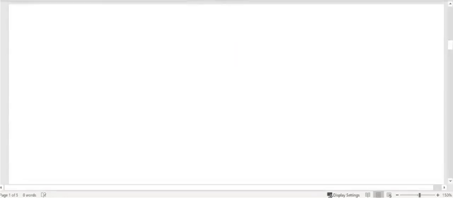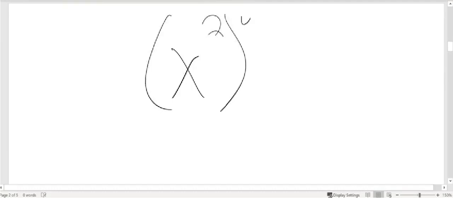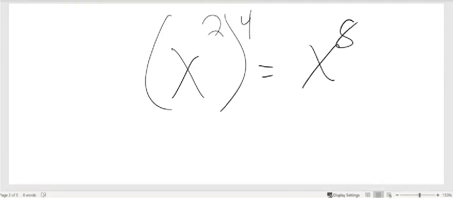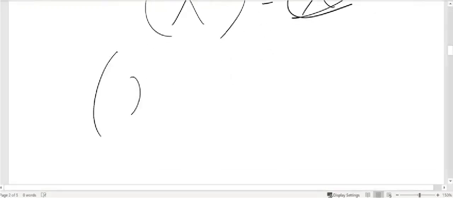That's the power to a power rule. So let's look at an example. x to the power of 2 to the power of 4. Simple. 2 times 4 is 8. There we go. Now with all these rules, you can't get them mixed up. You've got to know your rules. Got to know the simple rules.